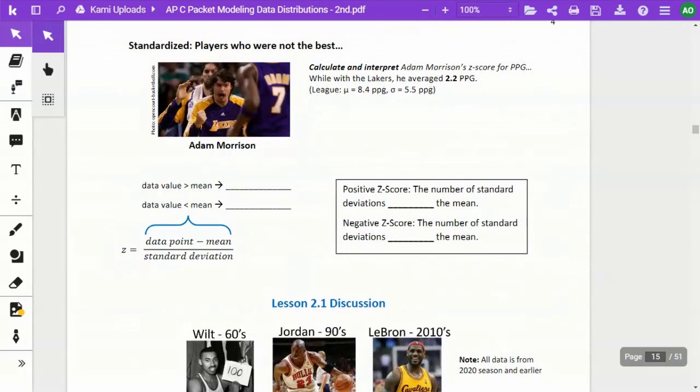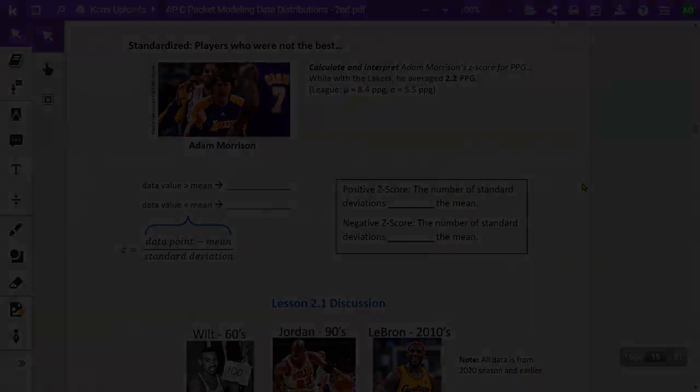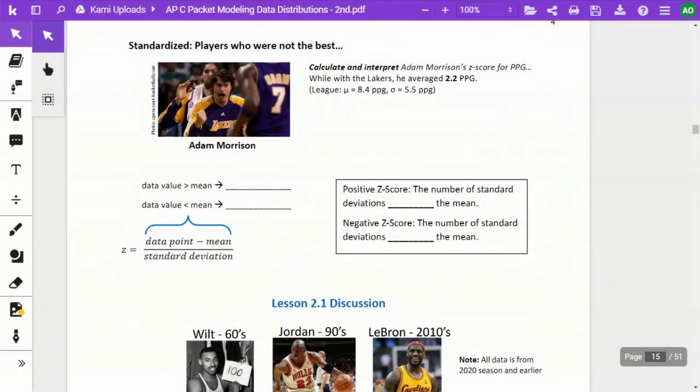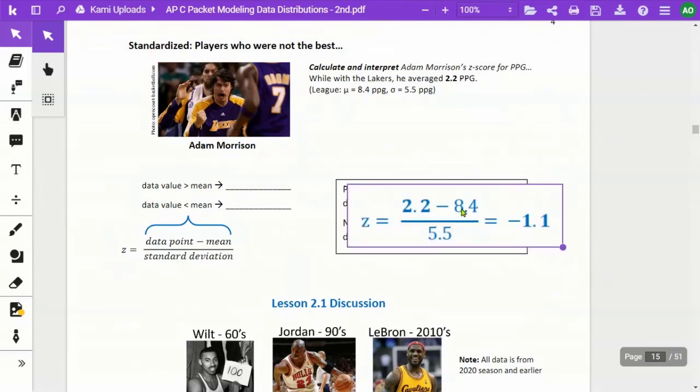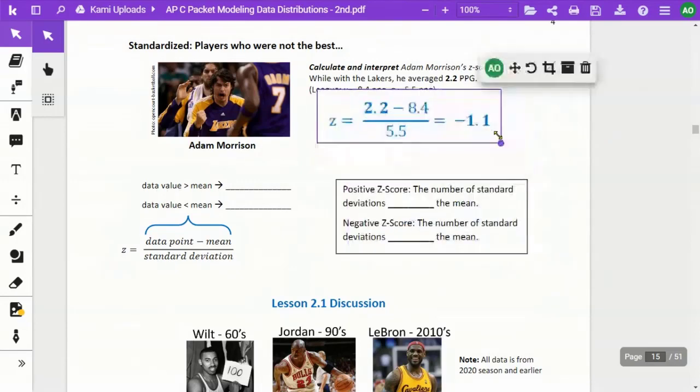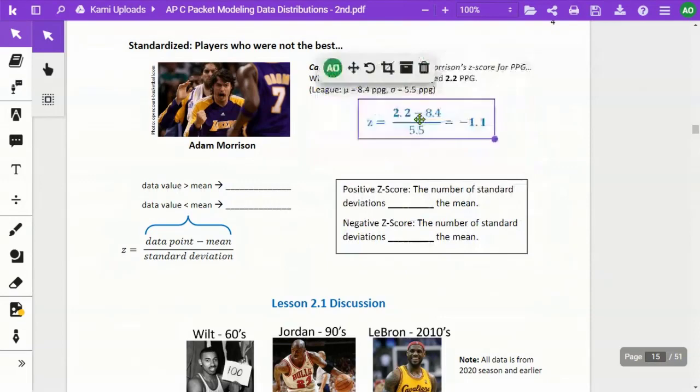So sometimes there are players who are not the best. Who has heard of Adam Morrison? Calculate his Z-score. What did you guys get? Negative 1.1. Negative 1.1 is exactly right. So if you got a negative score, you should have a negative score. He got negative 1.1.